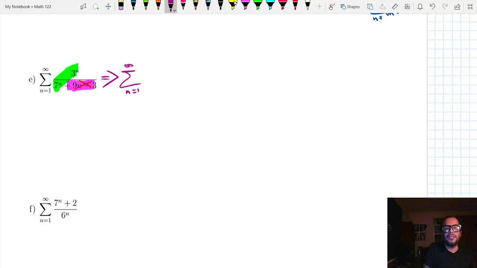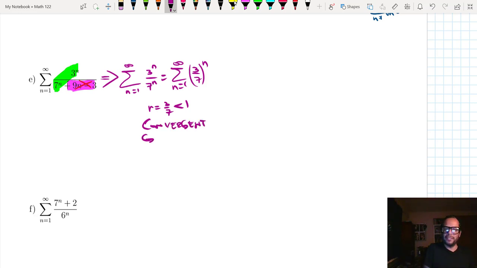sum from n equals 1 of 3 to the n over 7 to the n, which equals the sum from n equals 1 of 3/7 to the nth power. And what do we know about this series? This is a geometric series with r equals 3/7, which is less than 1. And this gives us a convergent geometric series.